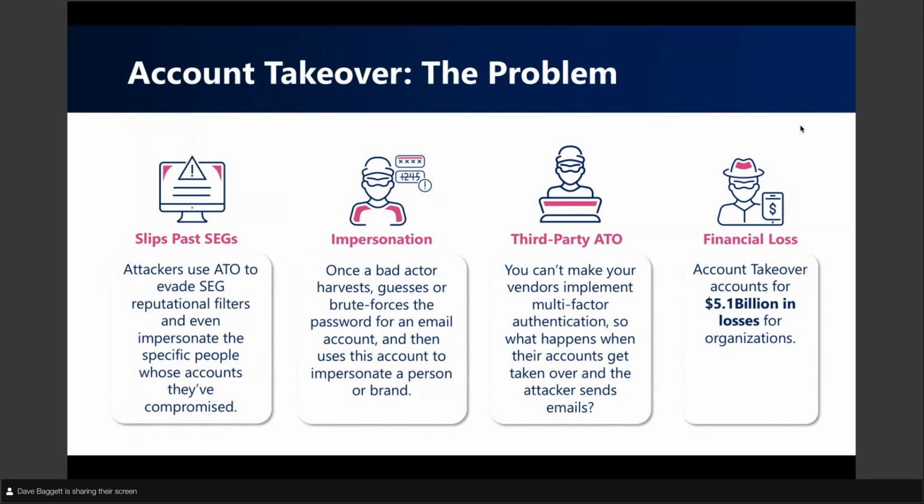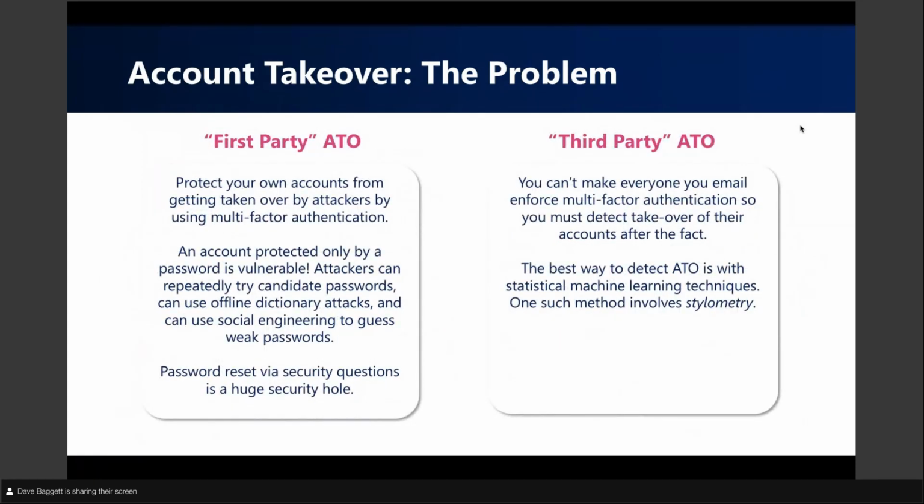And finally, the losses involved in this: we're seeing a lot of wire fraud, obviously, but now we're also seeing account takeover emails that try to engage the recipient in going and buying gift cards and other proxies for stealing money. This is creating an incredible dollar amount of loss for US companies. So again, first party ATO, we define it as your own employees' accounts, your own users' accounts. Again, protect those using multi-factor auth.